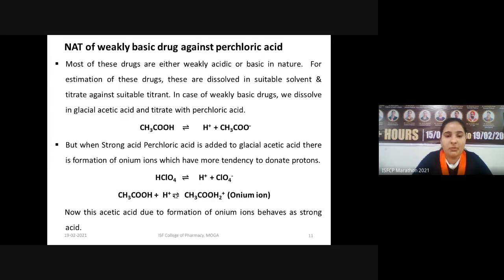So here we can see, earlier acetic acid was a weak acid, but after dissolving perchloric acid in it, it becomes a very strong acid. It is one of the strongest acids. It releases H+ ion very fast, and this H+ ion is going to combine with glacial acetic acid, and hence there is the formation of onium ion. This onium ion is a very strong acid, and it releases H+ ion very rapidly into the medium.